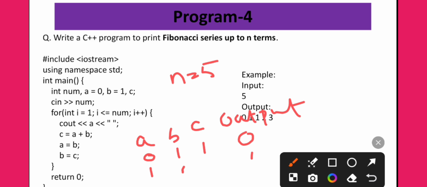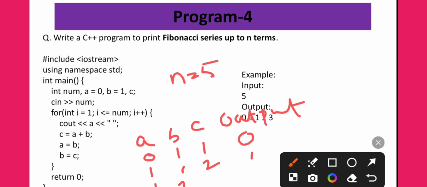Then, for example, we write c is equal to a plus b. Now we have c as 1 plus 1, so we will have 2. Now we write a is equal to b. So b was 1, so next time we will have 1. Then b is equal to c. b is equal to c means we will have 2 here.